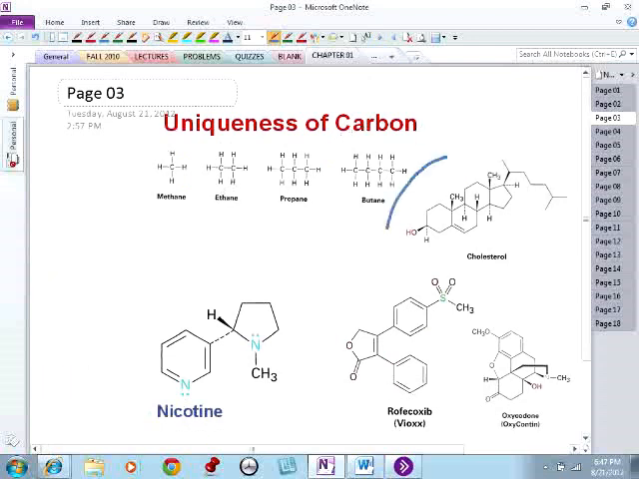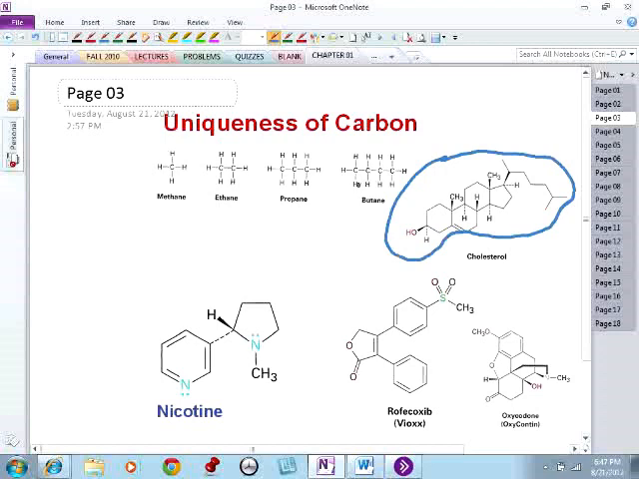Okay. If I give you this molecule here, which is cholesterol, at the end of this chapter, or at the end of this lecture, the chances are you should be able to give me the molecular formula. Right? Okay, this is cholesterol.